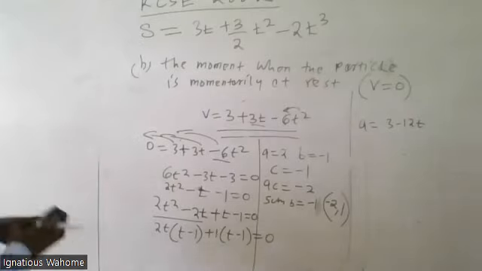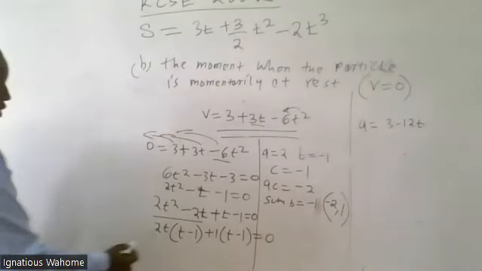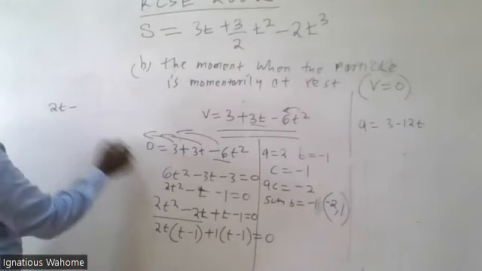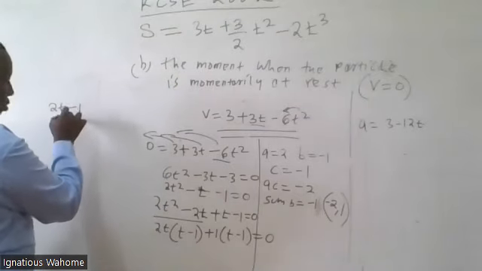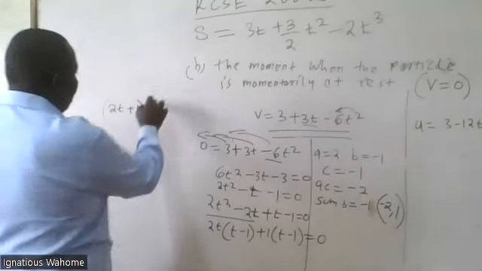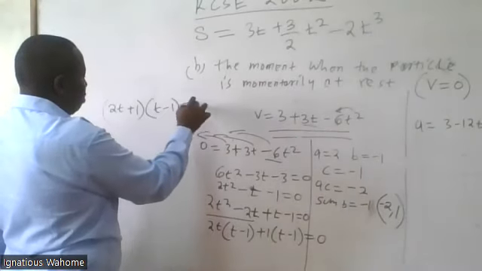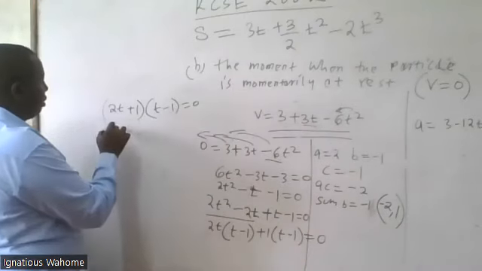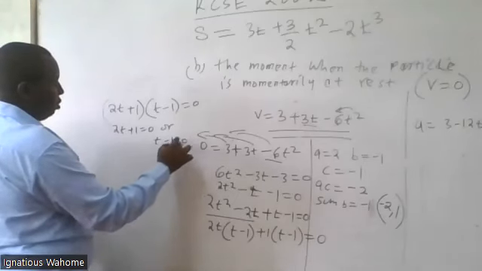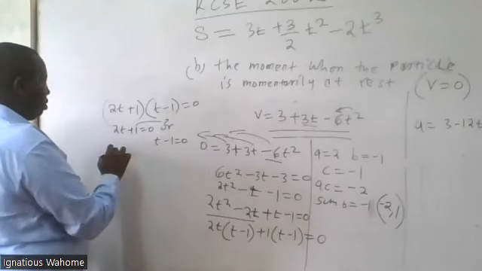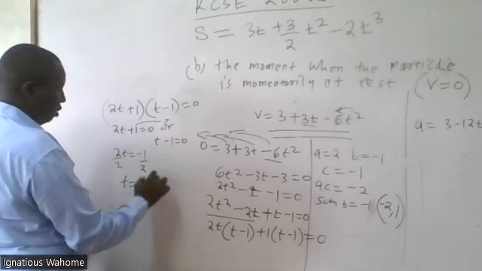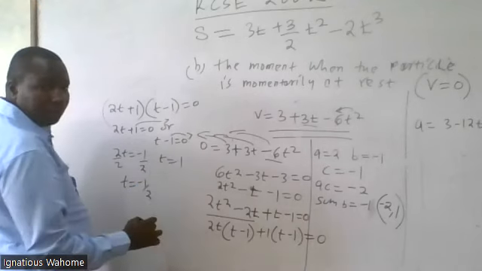So therefore, get your value of t. So 2t plus 1, and then t minus 1 is equal to 0. So you equate them. 2t plus 1 equals 0, or t minus 1 equals 0. So take this to this side. You say 2t equals minus 1, divide by 2, so t is equal to minus a half. And then take this to this side: t is equal to 1.